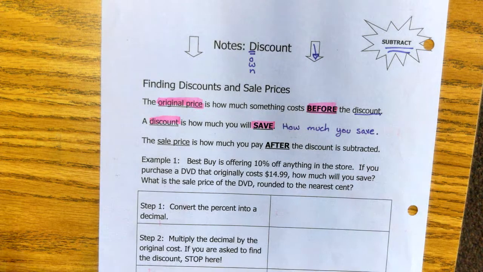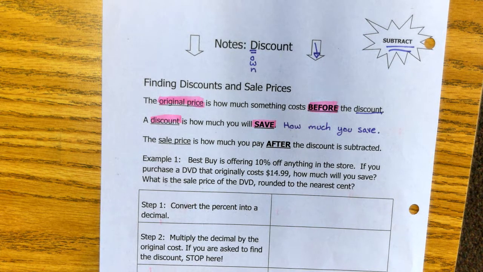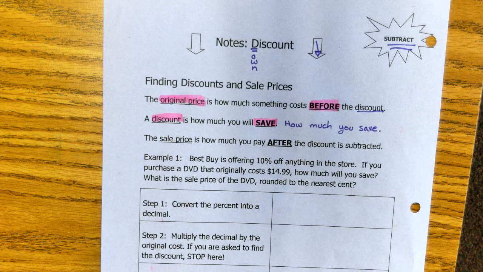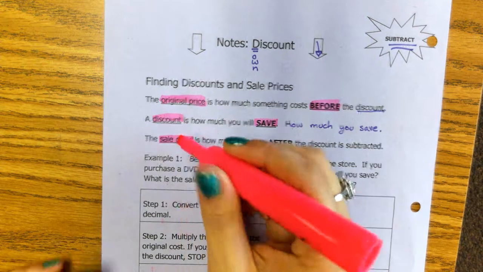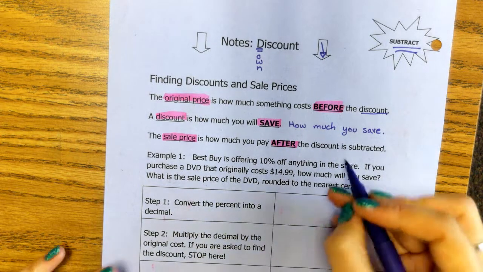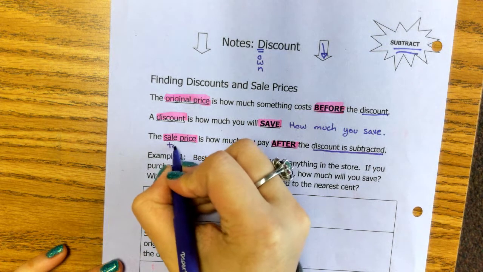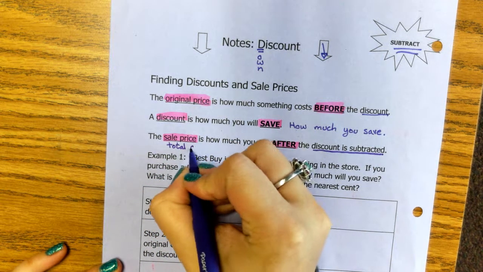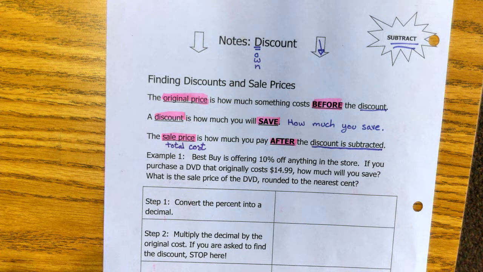Putting that there because sometimes it'll ask in a question, how much did you save? It won't have that word discount, but we need to know that how much you saved is the discount. The next one we have here is sale price. Sale price is how much you pay after the discount is subtracted. And this is what we think of as total cost. So if it asks for total cost, sale price, those are the same thing.